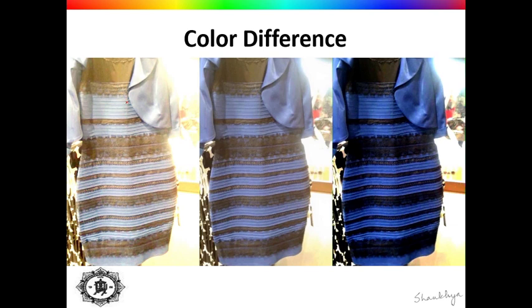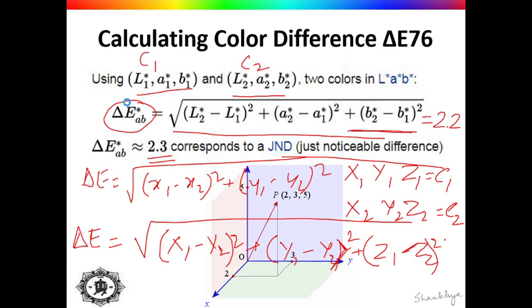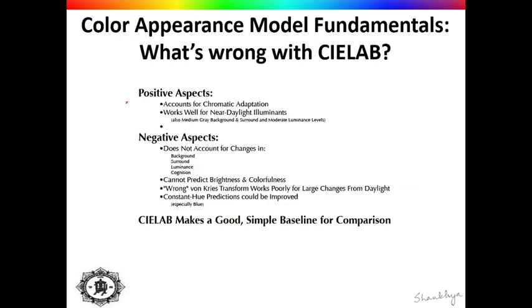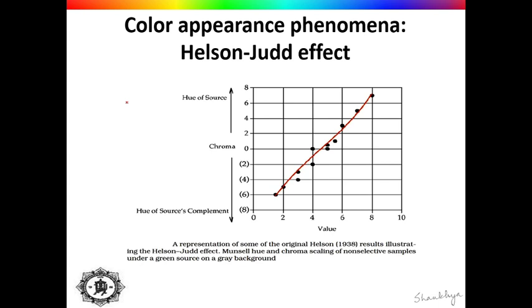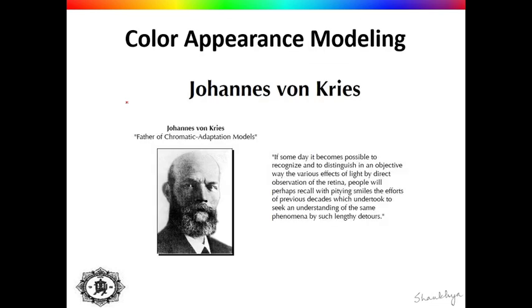So in order to take into account all these factors, varying illumination condition, chromatic adaptation, simultaneous contrast, hue shift, all these things, we have something which is known as color appearance modeling. The father of color appearance modeling is Johann von Kries. I think I have a picture of him somewhere. Let me just, I think I had one, he is known as the father of appearance modeling.